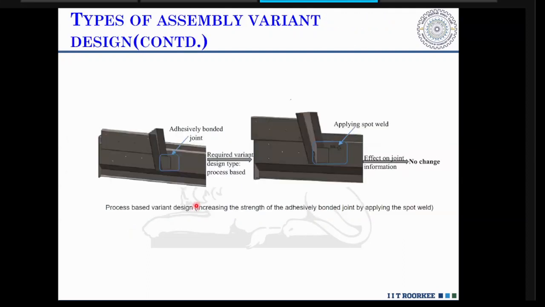And the fourth type is a process-based design. So you are not going to change the components drastically, but you are just changing some process, for example, increasing the strength of the adhesive joint by applying spot welds. So these are the four types of variant designs we are talking about.